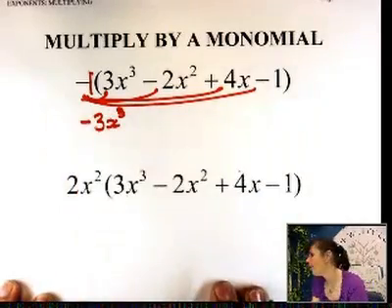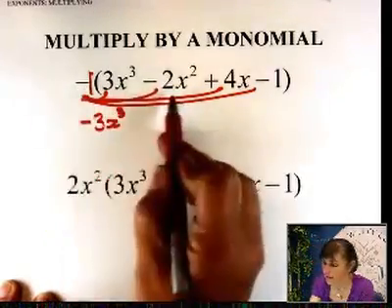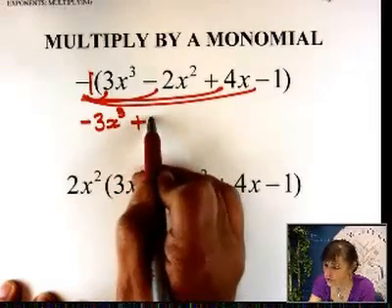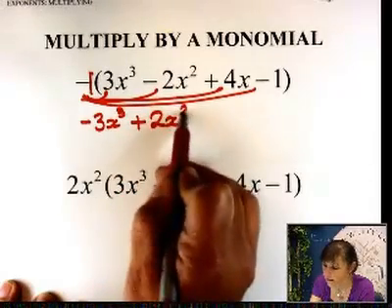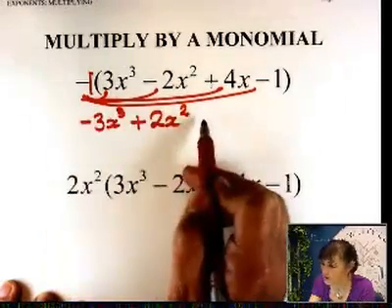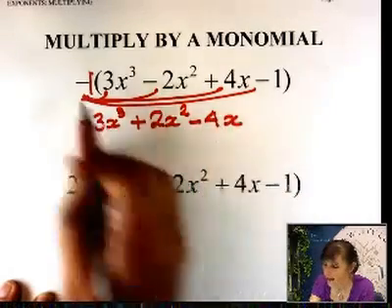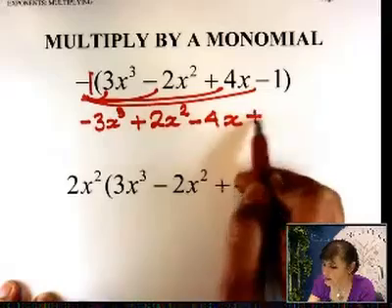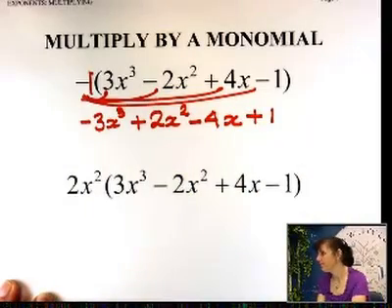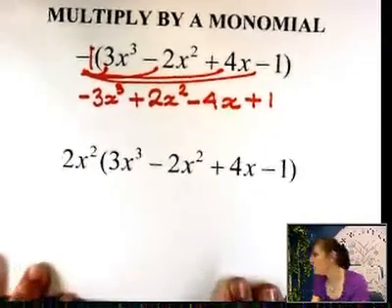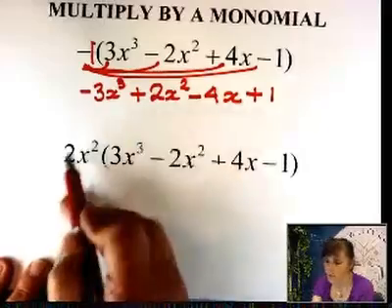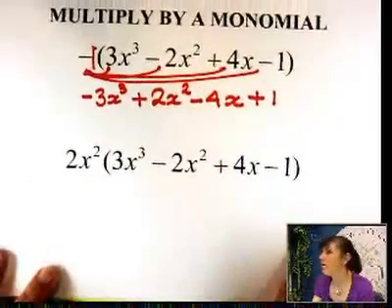Leave the variable part alone. -1 times -2, that's +2. -1 times +4, that's -4. -1 times -1, that's +1. Okay, now let's do one that has more than a number in front of it.